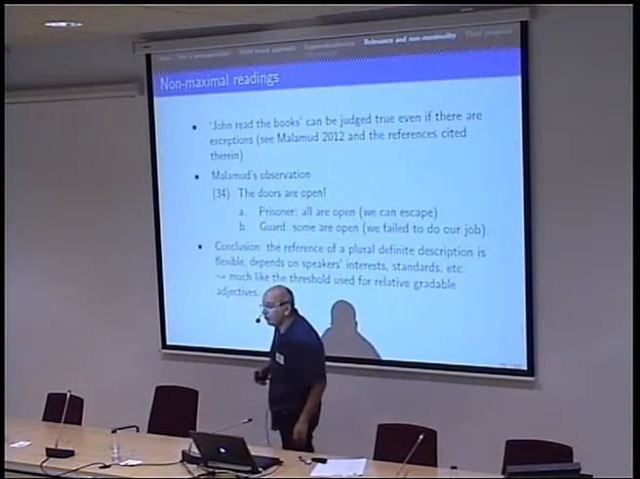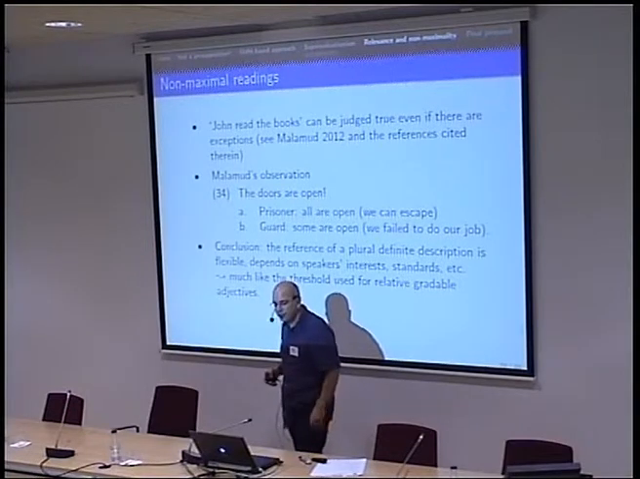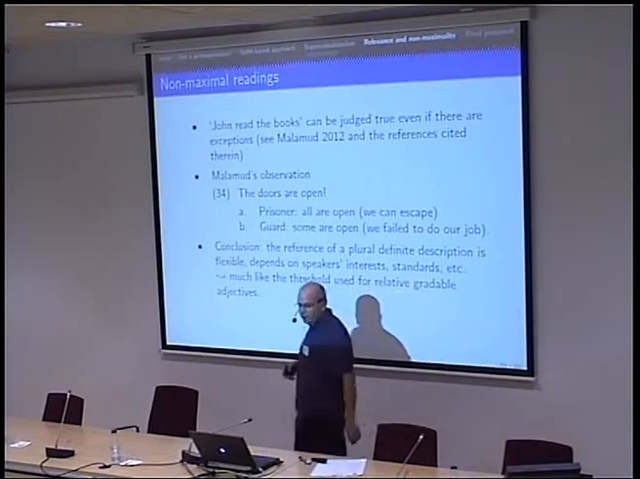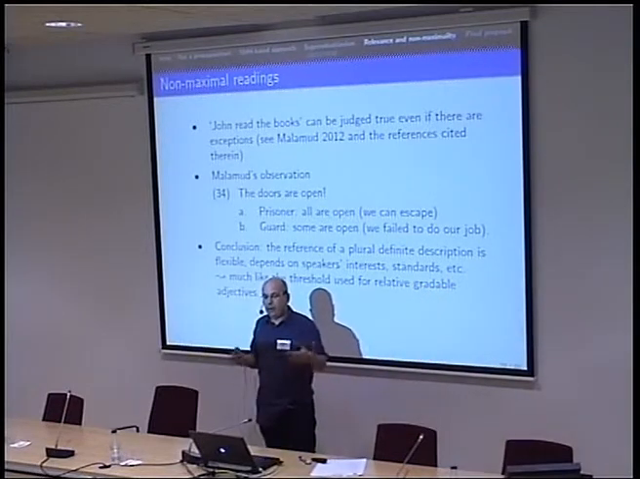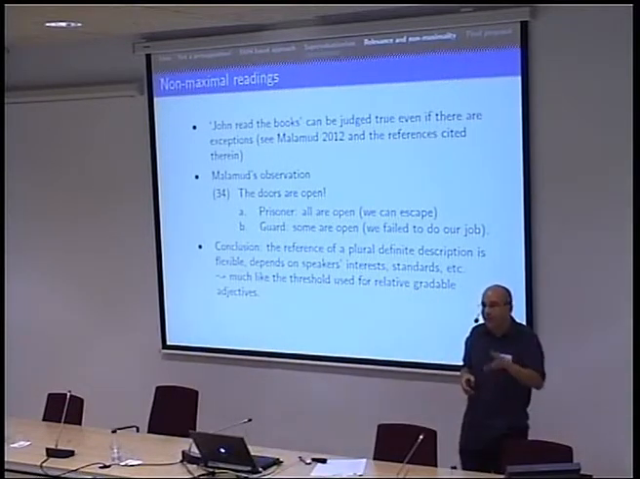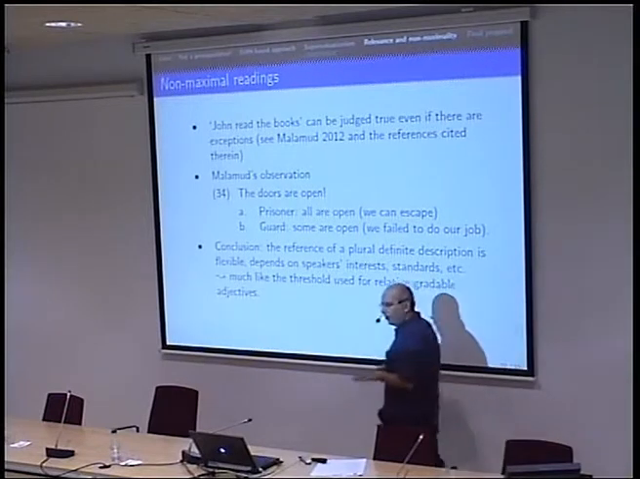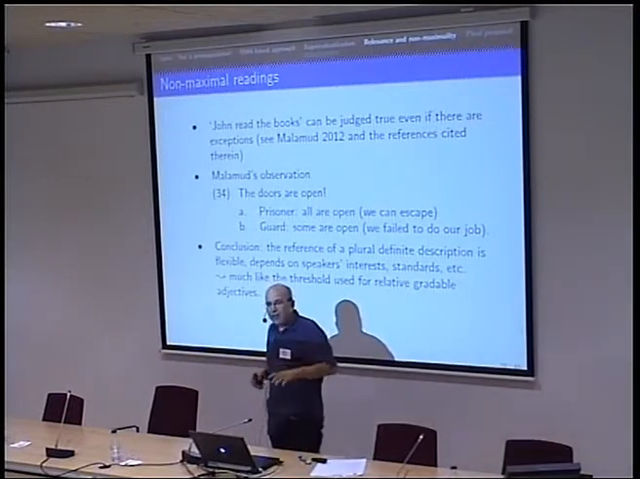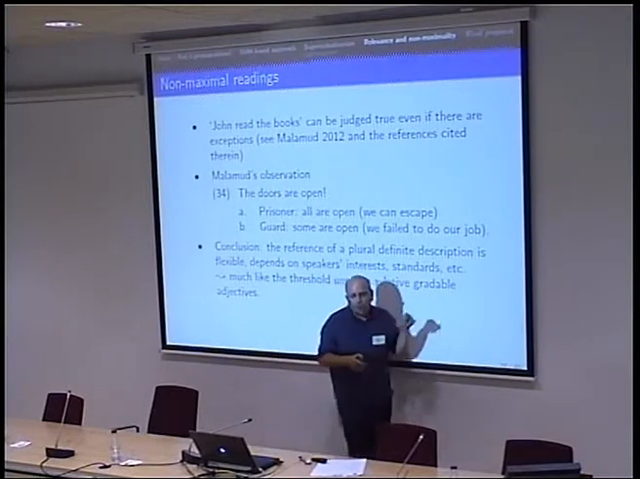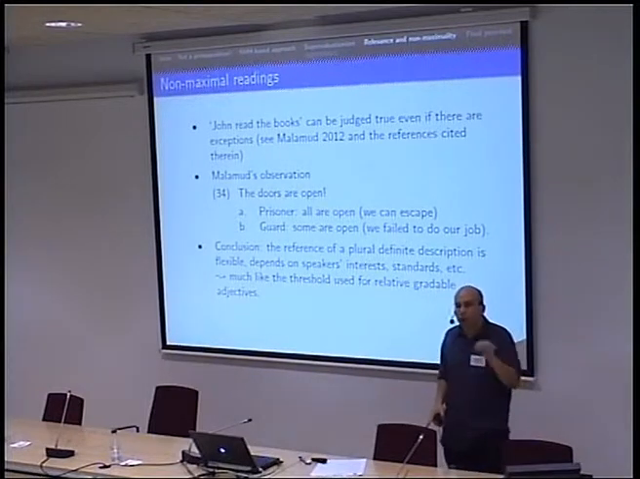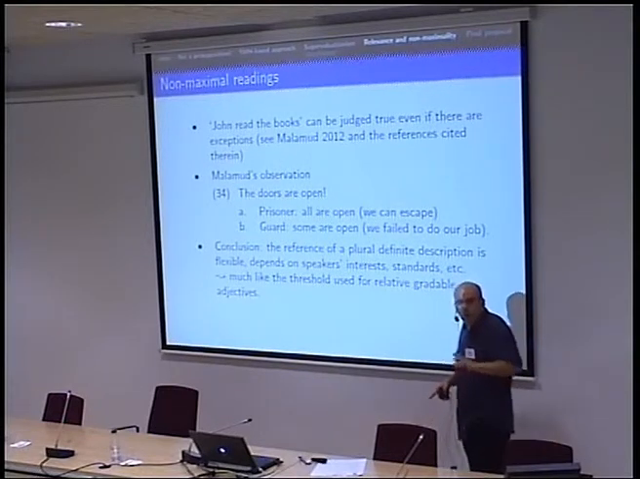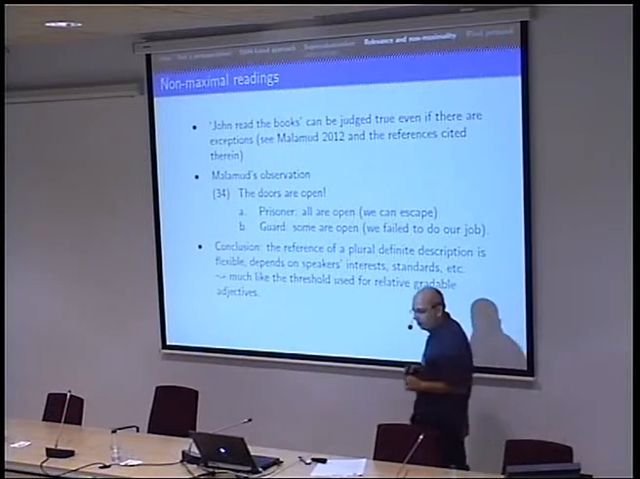Now let me turn to, so how much time do I have now? 10 minutes, okay. So let me turn to this issue of non-maximal readings. "John read the books" can in fact be judged true even if there are a few exceptions, some books that were not read. You could think of that in terms of domain restriction or maybe salience, maybe you pick the most salient books. But the point is that you can say that being aware that there are a few exceptions, but not knowing what the exceptions are. So it's not obvious how you do that just in terms of domain restriction or salience.